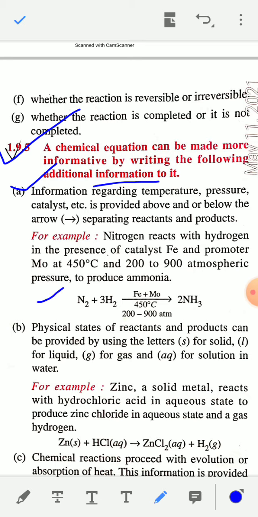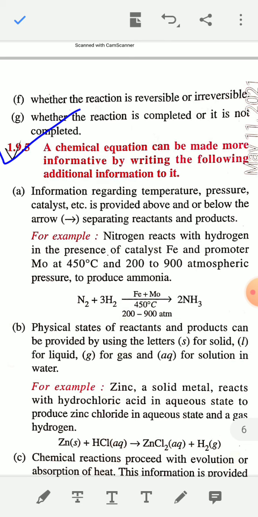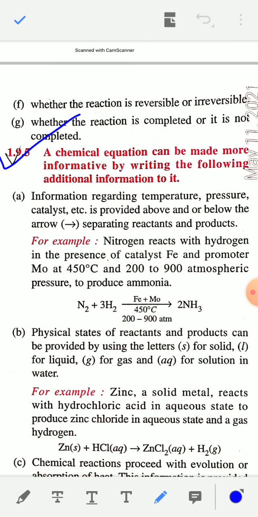For example, when nitrogen reacts with hydrogen, it forms ammonia gas. In this reaction, an iron catalyst is used and a molybdenum promoter is used. So the name of the catalyst and promoter is also mentioned here, and the temperature and pressure, 500 degrees Celsius and 200 to 900 atm pressure. All this information is mentioned in this equation, and this is actually a more informative chemical equation.